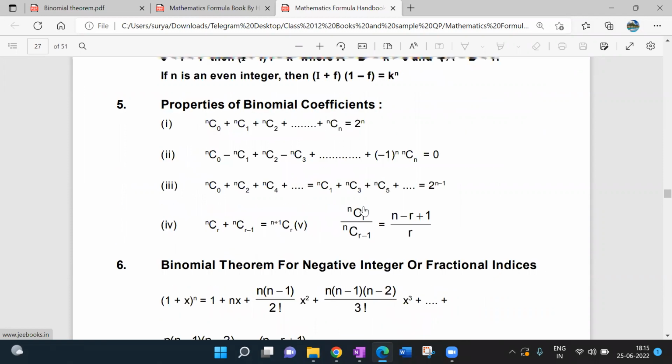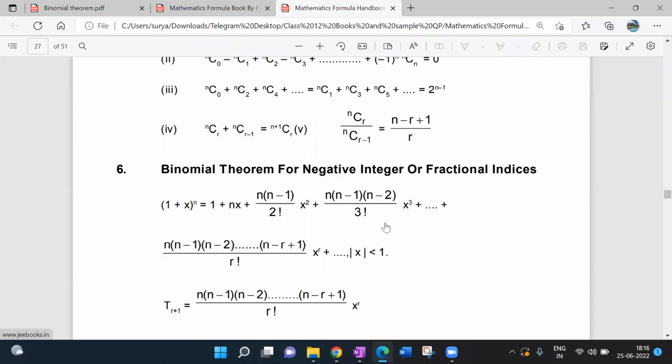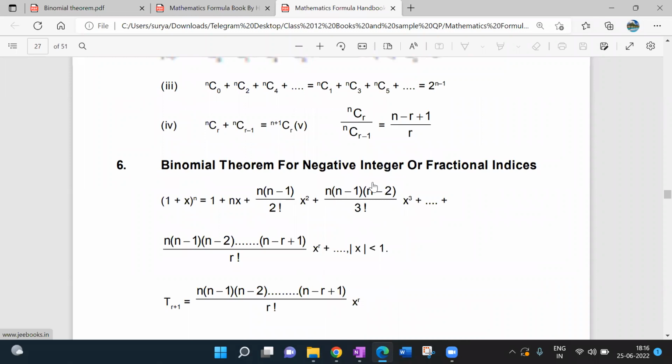These properties are very important. These four properties I have given. So very good, it is decent enough for you actually. Okay, people, any doubts here? Look at this, binomial theorem for negative integer. We have this as well. This is enough. Look at this, we have properties of binomial coefficients.